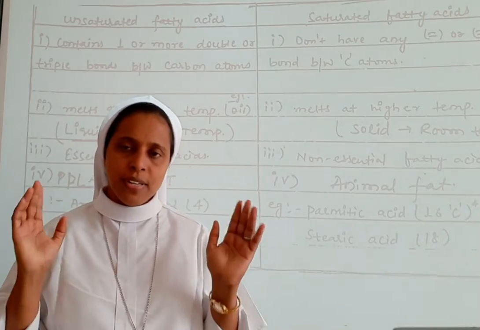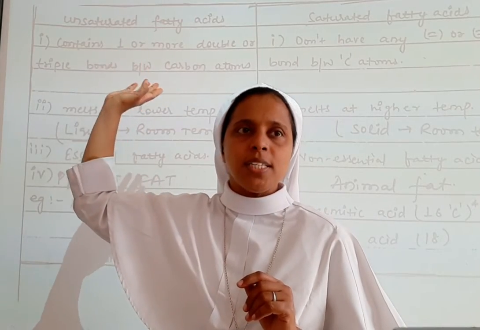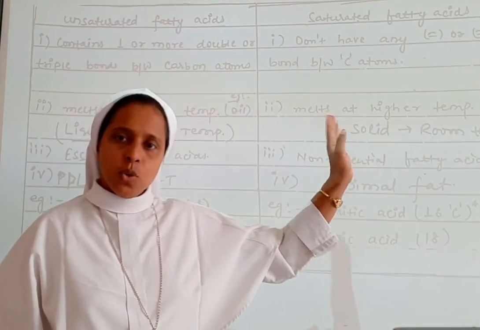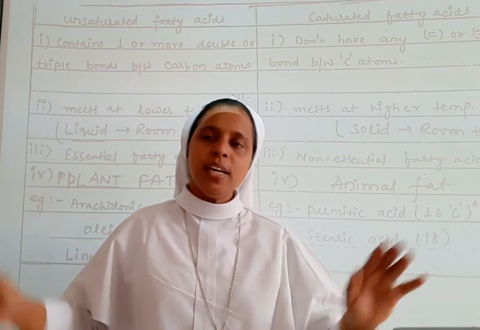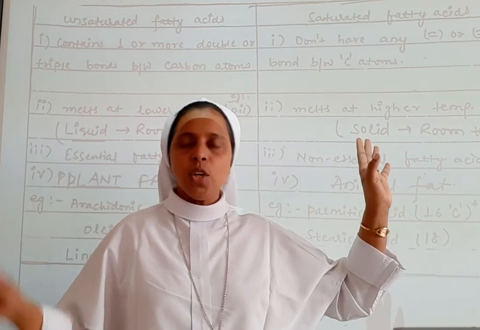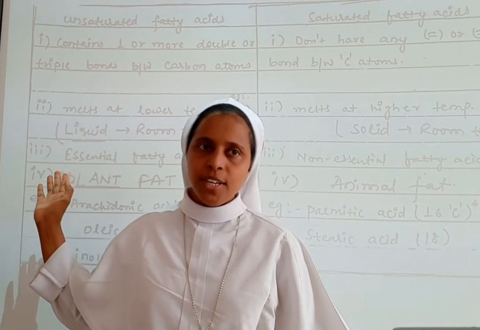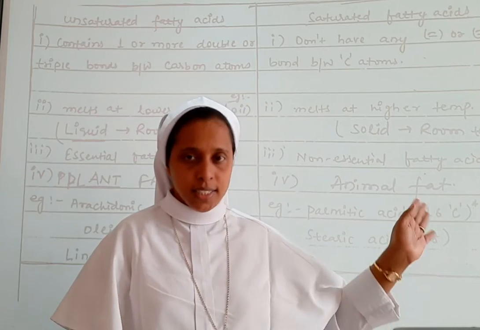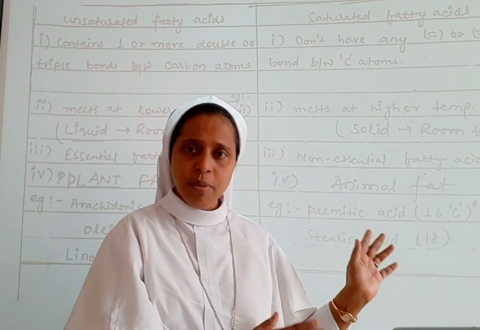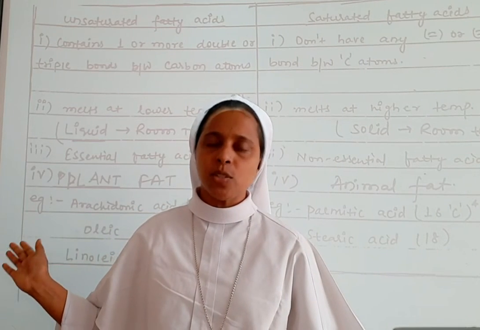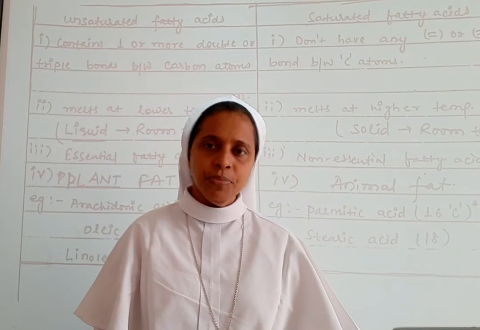So once again, let us see the differences between saturated and unsaturated. Unsaturated fatty acids have double and triple bonds between carbon atoms; saturated have none. Unsaturated melt at a lower temperature and are liquid at room temperature, while saturated melt at a higher temperature and are solid. Unsaturated are essential fatty acids, saturated are non-essential. The source is plant fat versus animal fat. Examples are oleic acid and linoleic acid versus palmitic acid and stearic acid.